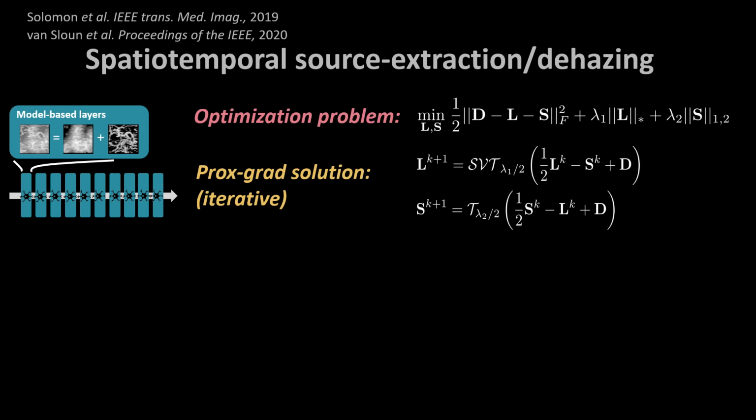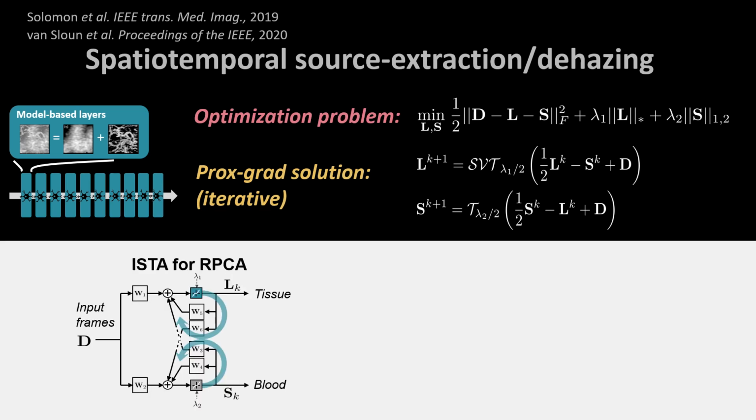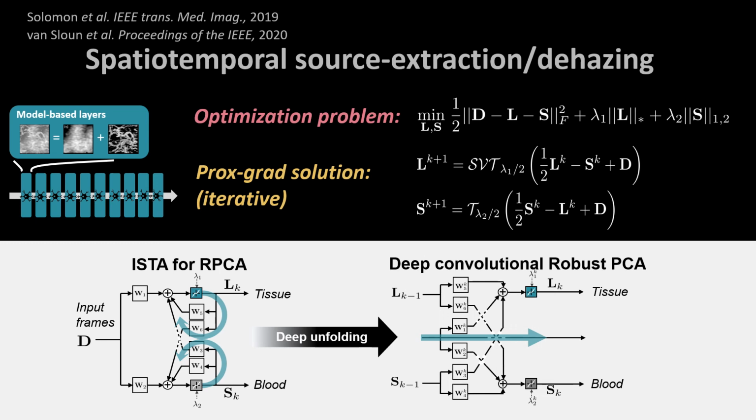So if we put that in a diagram, then we get something like this, where we have an iterative shrinkage and thresholding algorithm, so a proximal gradient solution for robust PCA, because this optimization problem is called robust PCA. And you see the iterative loop for both tissue and blood, and of course they are coupled because they're jointly optimized. Now we can take this iterative algorithm and unfold it like we did in deep unfolding, and then we have basically one layer in a deep convolutional neural network, which we call deep convolutional robust PCA.